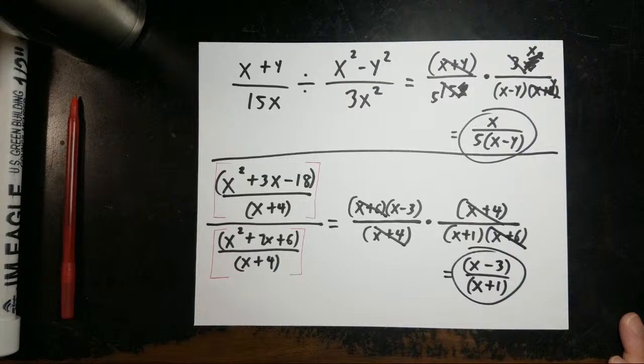Again, I can't cancel those x's in the final fraction because they don't match. The top has the properties of an x minus 3. The bottom has the properties of x plus 1. They are not the same term. They're not the same factors. In order for the factors to cancel, they have to be exactly the same.